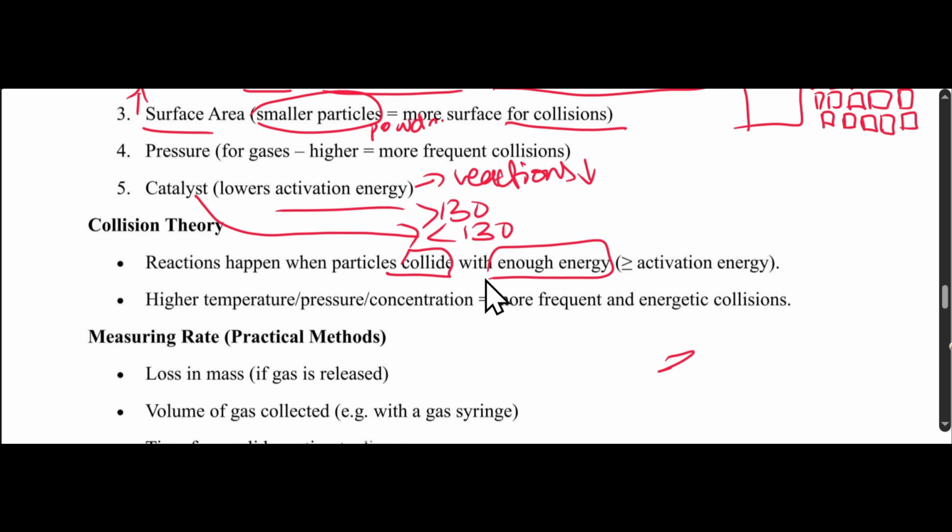So what is that energy? It is the energy that is equal to or greater than the activation energy, and every reaction has its own activation energy. Different reactions have different activation energies. It is different for all the reactions; it's not always the same. The second thing is that high temperature, high pressure, and concentration will result in more frequent and energetic collisions. That's why the rate of reaction will always increase by increasing the temperature, pressure, or concentration.